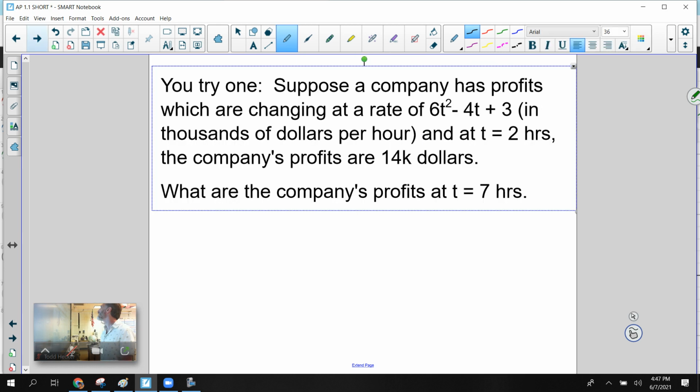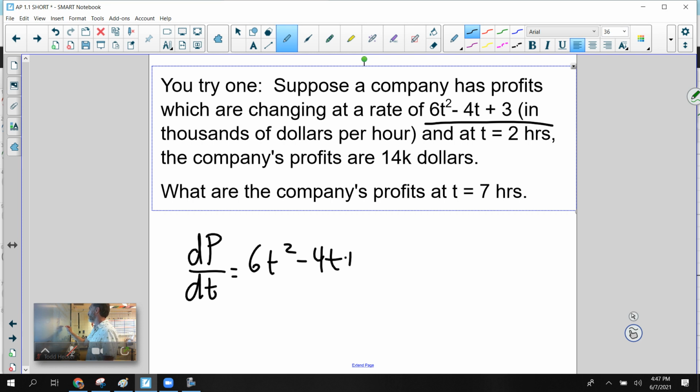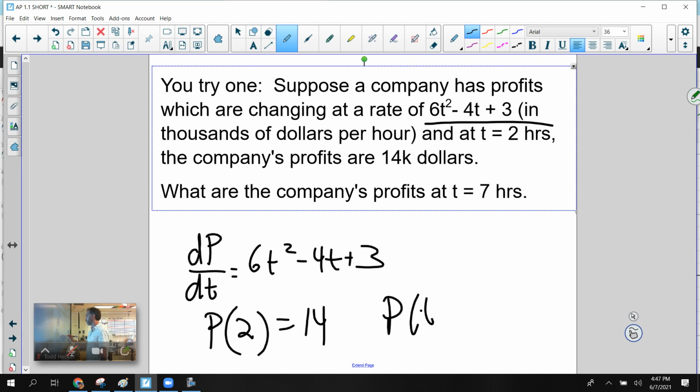Now you try one. All right, so here it says, suppose a company has profits which are changing at a rate of this. So that's your derivative. So the profits are changing with respect to time at a rate of 6t squared minus 4t plus 3. And the given fact is that after 2 hours, the profits are $14,000. And we're trying to find out what is the original function. And then once we've got that, we can figure out what it is after 7 hours. All right, why don't you give that one a go?